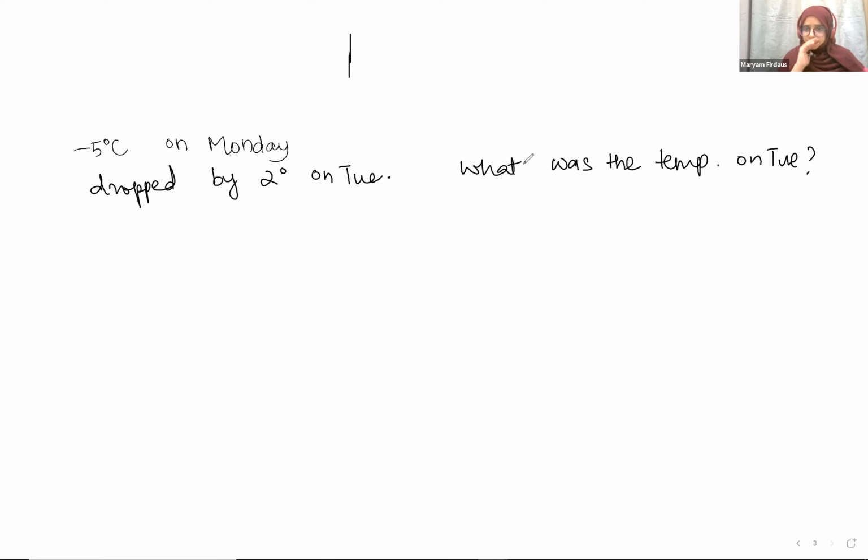In a particular city, the temperature was minus 5 degrees Celsius on Monday. And then on Tuesday, it dropped by 2 degrees. And we have to find the temperature on Tuesday. Okay. So what was the temperature on Tuesday? Can you take a guess?